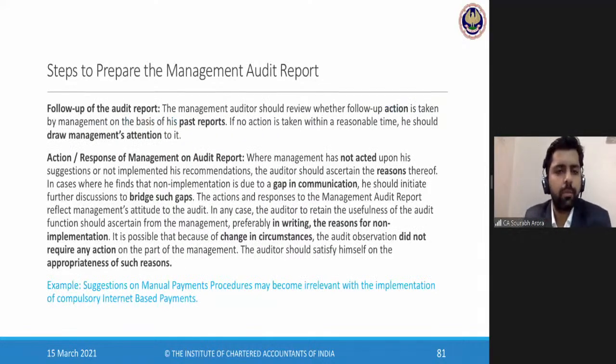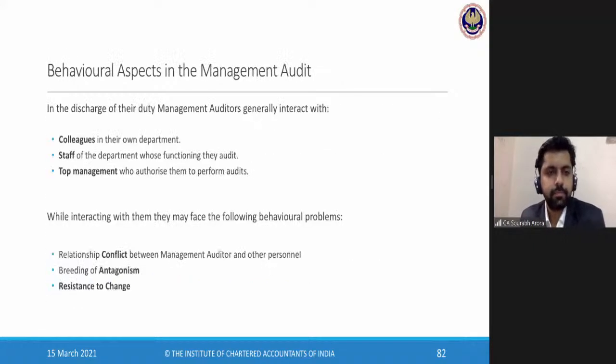Follow up of the audit report and action response of the management on the audit report. So this is similar to the follow up that we have already discussed, and some of the recommendations issued in the past audit may become irrelevant. Then you should mention that they have become irrelevant and record the reasons for the same. For example, a suggestion on manual payment procedure may become irrelevant with the implementation of compulsory internet-based payments.